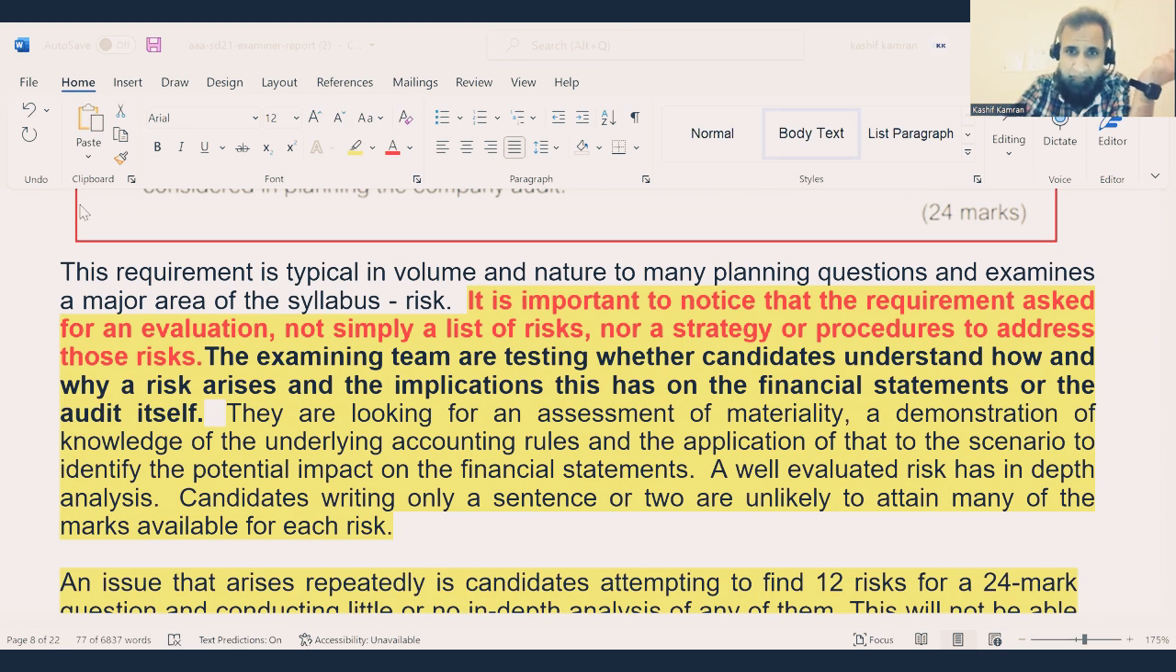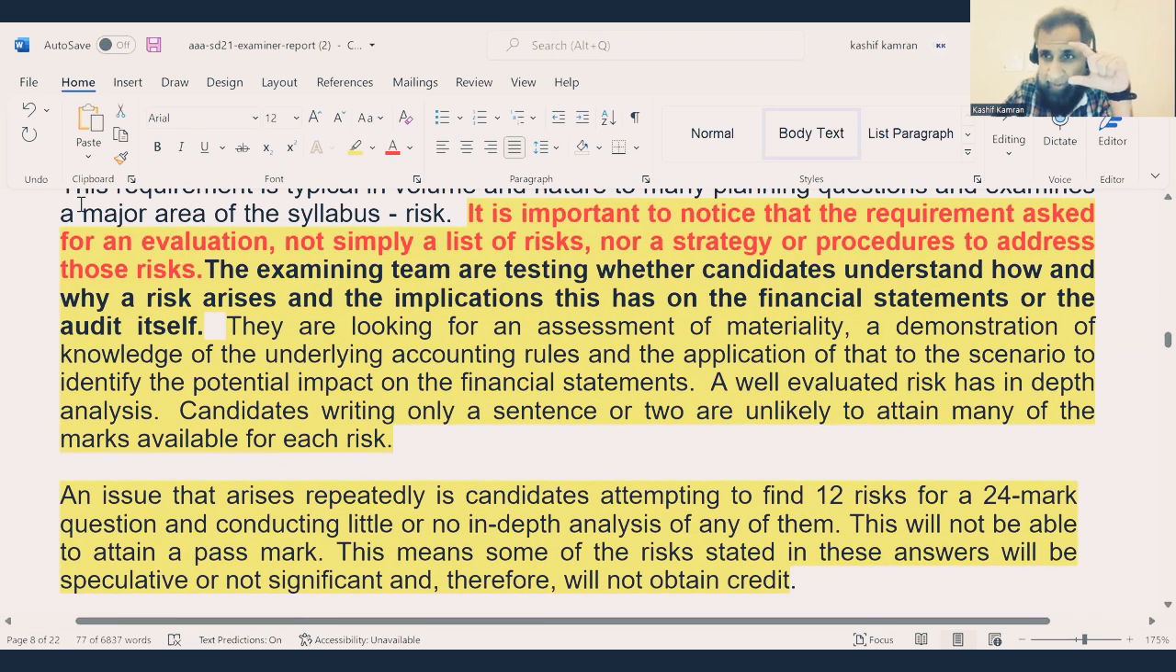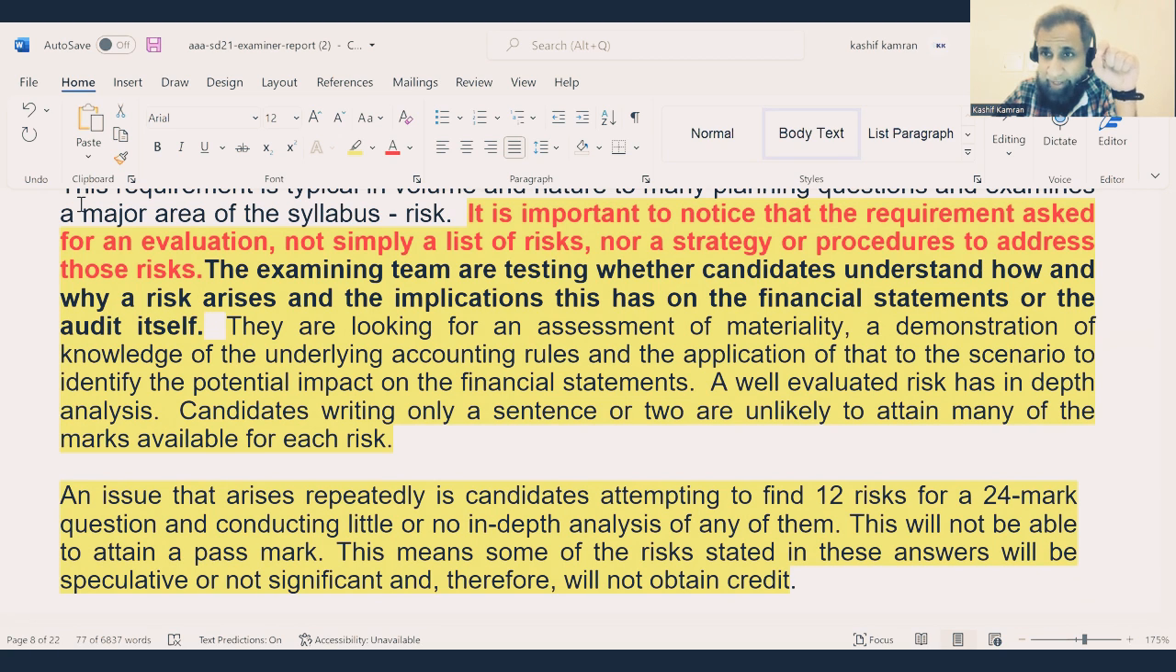Okay, the first one, I'm reading the yellow paragraph. It is important to notice that the requirement asked for evaluation, not simply a list of risks, nor a strategy or a procedure to address those risks. A lot of times students write the mitigation of risk as well. No, the examiner is only asking for evaluating the risk, not the mitigation of risk.